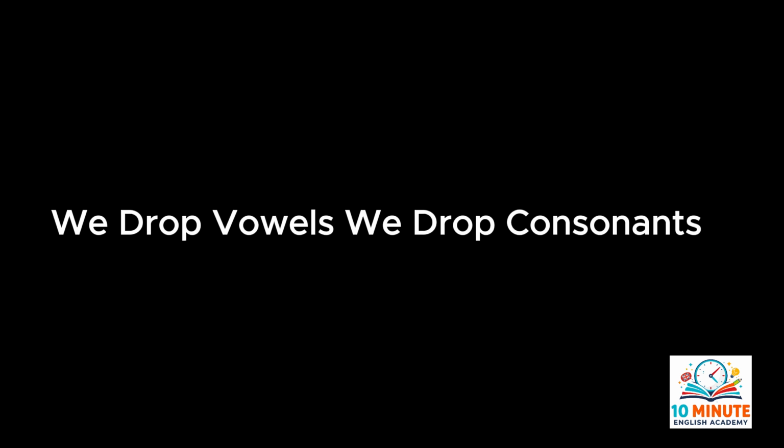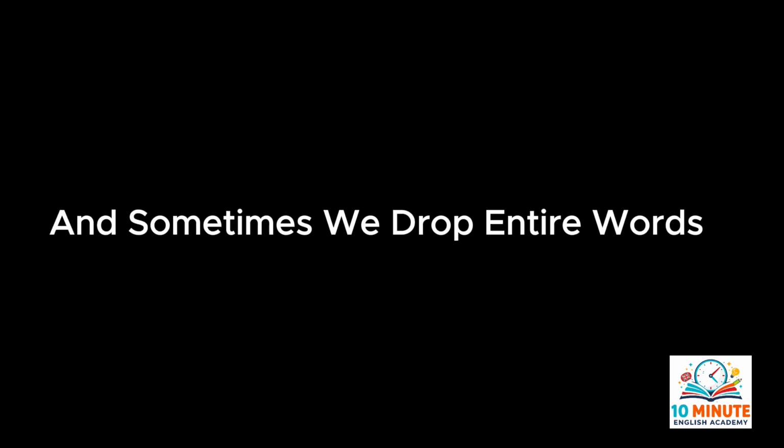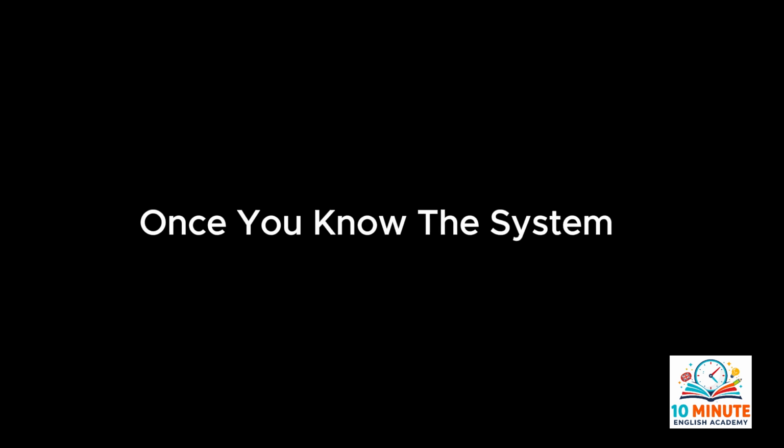Or how about excuse me? In a textbook that is clear, but on the street, it sounds like 'scuse me. We completely drop the first part. Or shall we go often becomes shwe go. We drop vowels, we drop consonants, and sometimes we drop entire words. It sounds chaotic, right? But there is a system to this madness. Once you know the system, your ears will start to catch it automatically. So, let's break this down into 5 specific things you need to look out for. These are the tools that will take you to the next level.